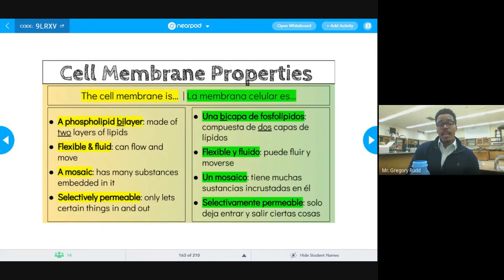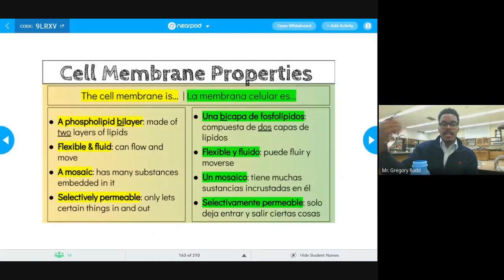The cell membrane is flexible and fluid, which means that not only does it allow the cell to move, but things that are embedded inside of the cell membrane can also move around. The fact that it has things embedded inside of it makes the cell membrane a mosaic. A mosaic is typically a work of art that consists of many different pieces, kind of like if I were to shatter some tile and then try to piece it back together in a random order, there's a mosaic. If I had many different types of tiles, that's an even better mosaic. So this cell membrane has different substances embedded inside of it, which we'll see on the next slide.